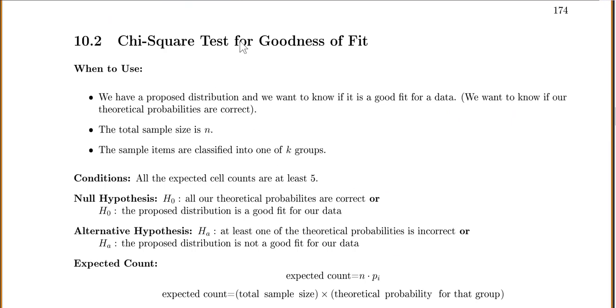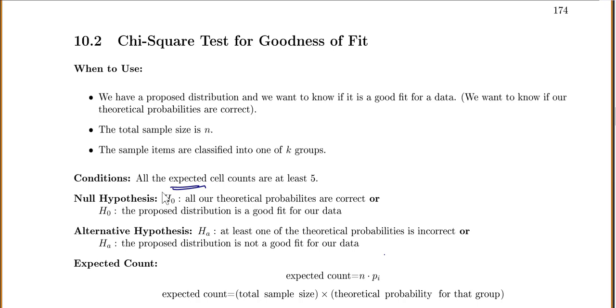So our chi-square test for goodness of fit. We use this when we have a proposed distribution and we want to know if it's a good fit for our data. We want to know if our theoretical probabilities are correct. The total sample size is n, and our sample items are classified into one of k groups. So again, we want to know if our probabilities fit our data. The condition is each of the expected cell counts is at least 5. That's how you tell if the sample size is big enough.